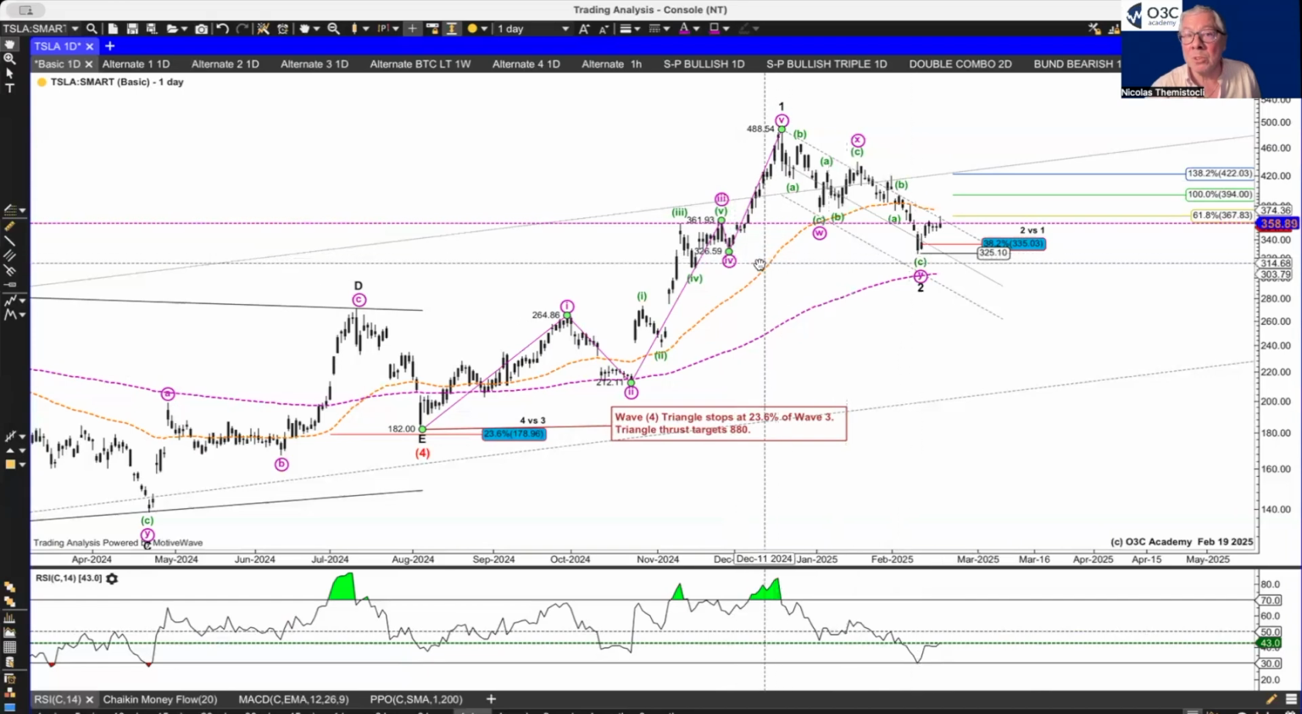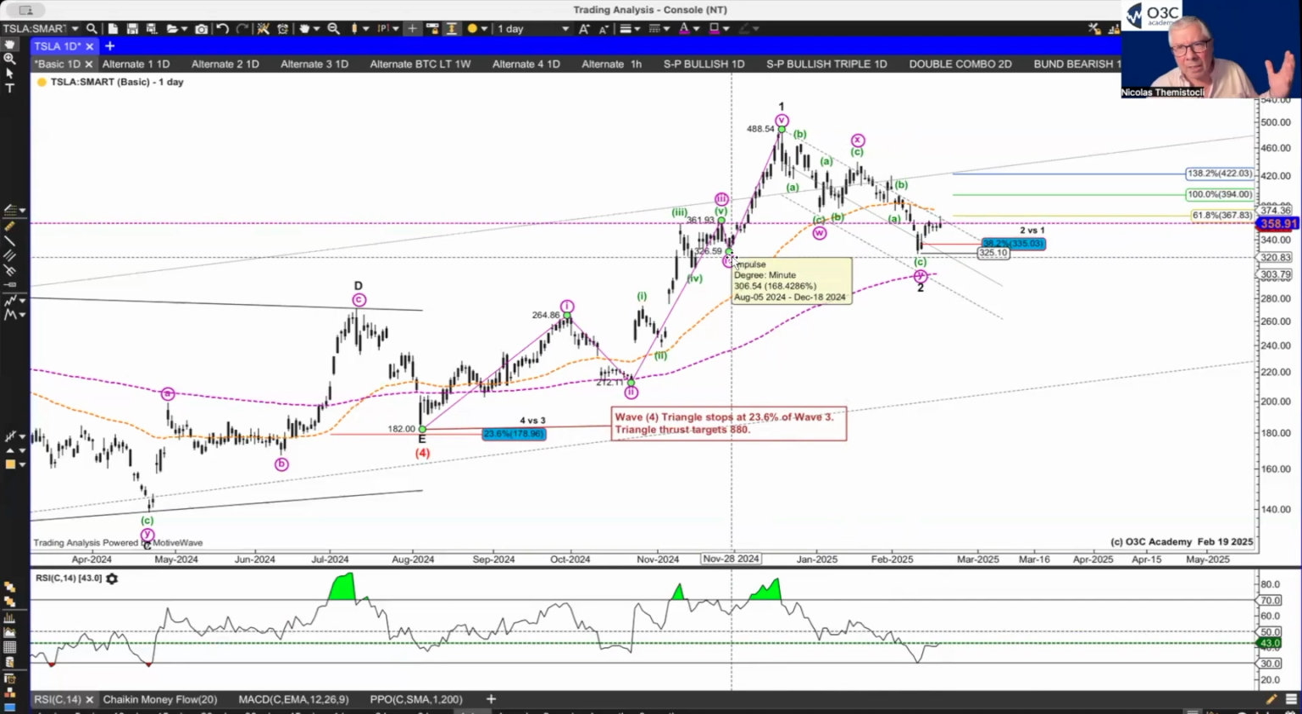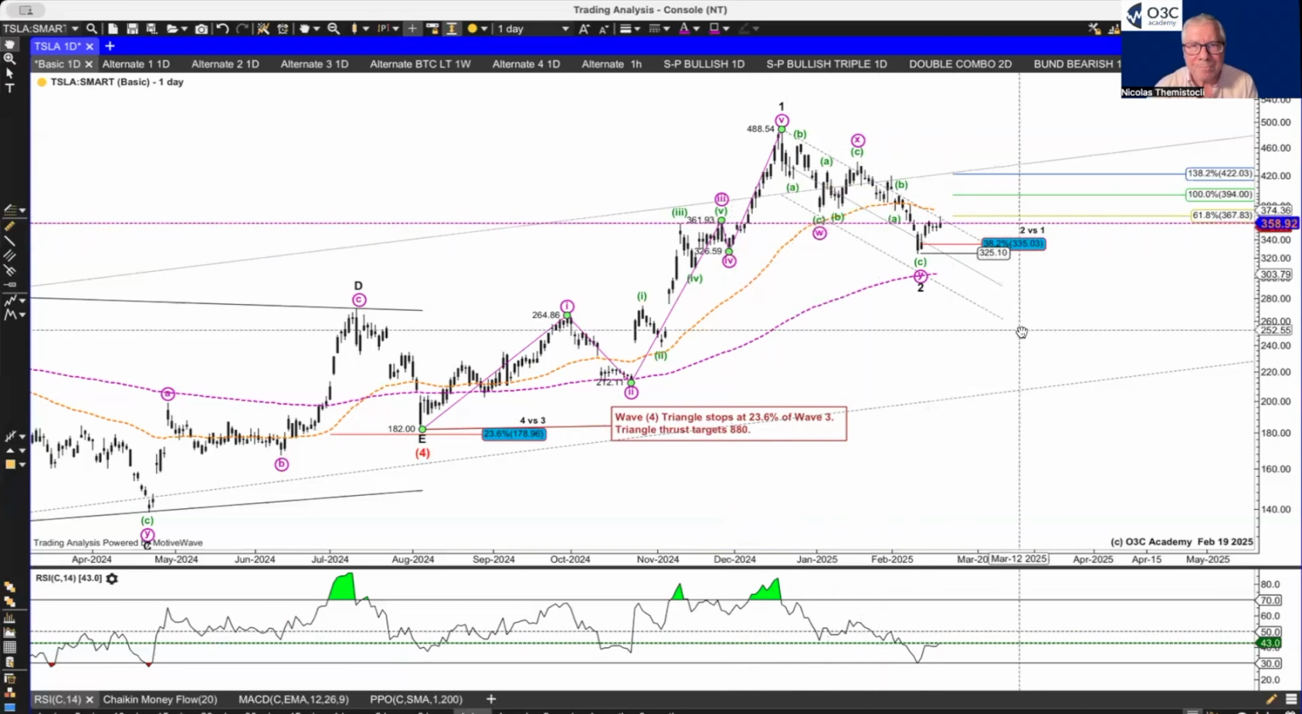This wave two looks like it's ended within that fourth wave. So again, it's not unreasonable. And so you can see a lot of reasons here to get interested in Tesla. So what would I be looking for now?